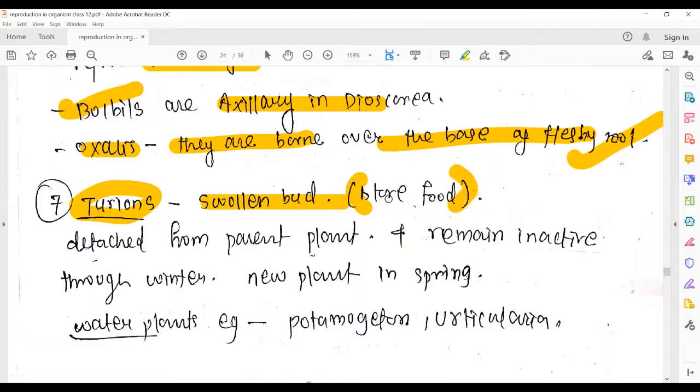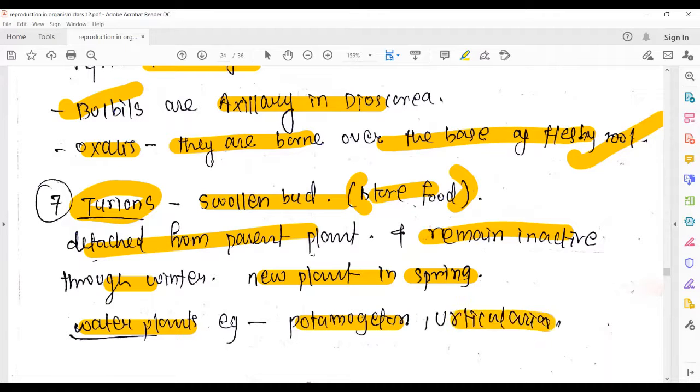Now turions, the swollen bud, and I will be showing you the figure also, don't worry about that. That is actually the stored food material you will see over there. That is what turions means here. They detach from the parent plant and remain inactive throughout the winter, and a new plant develops in the spring season. Water plant examples: Potamogeton and then Utricularia. These are the examples that come here.